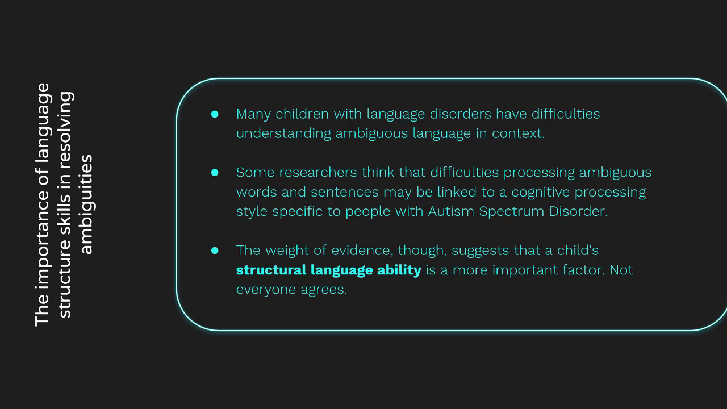But particularly Norbury's study, but also the studies that followed it, suggest that actually what's more important is the structural language ability of the child. So regardless of whether they're on the spectrum or not, the question is whether they have a language disorder that includes structural language problems. And what we find is that children with structural language problems understanding and producing complex syntax, for example, have a lot more problems resolving ambiguities regardless of whether they're on the spectrum or not. So in other words, it's the language ability that seems to be the most important thing.